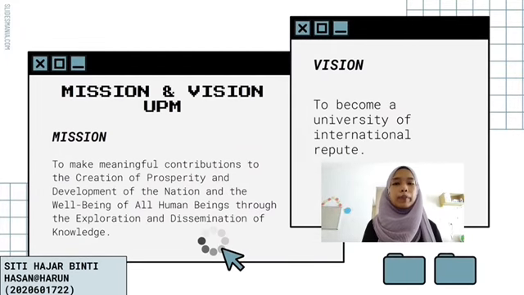Mission and vision of UPM. UPM continues to strive for excellence as a leading educational institution known for its leadership in research and innovation. It ensures that all members of the university community, both students and staff, bear the duty of strictly adhering to the demands of the university vision, mission, and goals in order to drive the entire university community to achieve excellence. Their vision is to become a university of international respect, and their mission is to make a meaningful contribution to the creation of prosperity and development of the nation and the well-being of all human beings through the exploration and dissemination of knowledge.